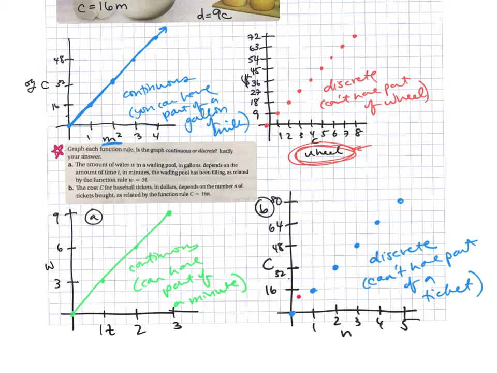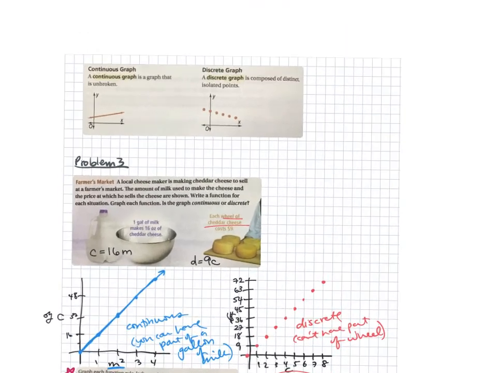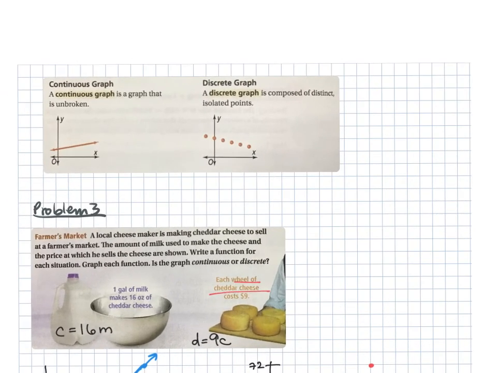It's actually not on the domain. We'll get to that later. But this is discrete. This is called a discrete graph because, let's use the actual terminology, it is composed of distinct isolated points, whereas a continuous graph is unbroken.